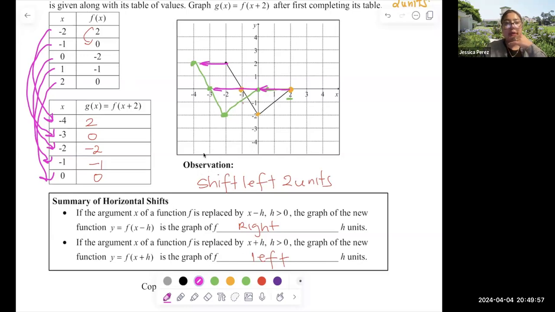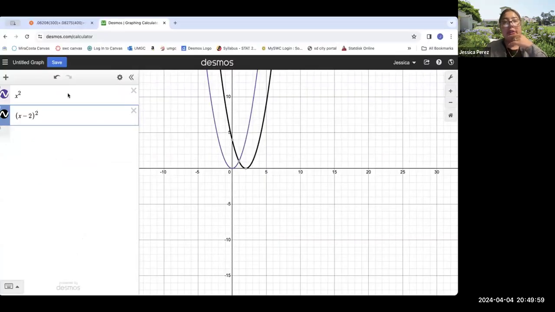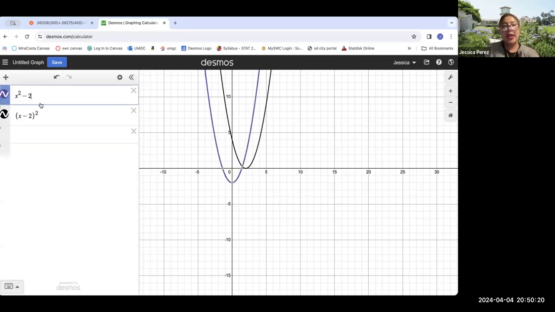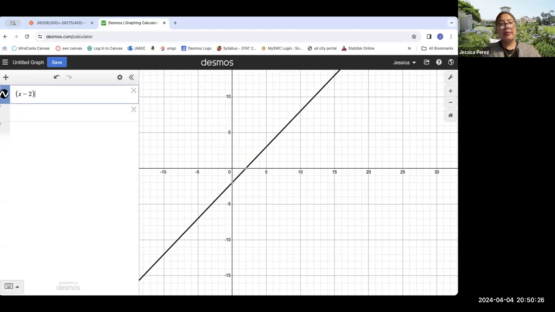Okay, let me share my screen. So the first one is my quadratic x squared. Because I moved x minus 2 to the inside, there is a horizontal shift to the right 2 units. See how this one moved? From here to here, this one moved. It's not the same as x minus 2 on the bottom. See how it matters if it's inside or outside? It does. Let me show you a different one.